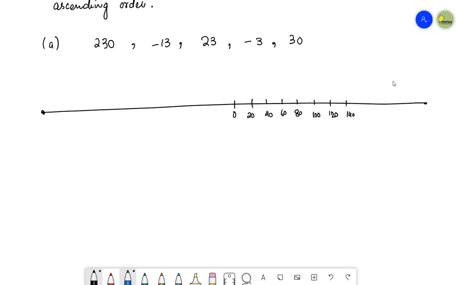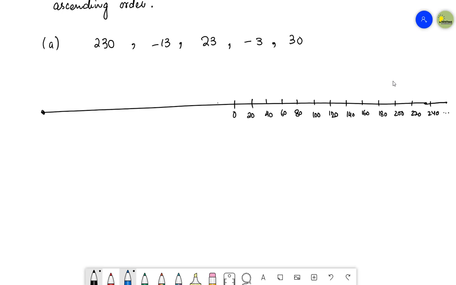140, 160, 180, 200, 220, 240, and so on. Now you can easily place 230 in your number line.